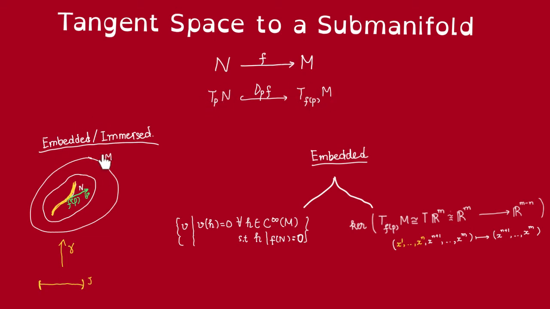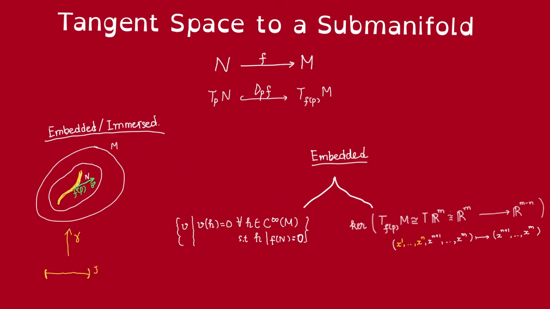The first description is going to work for all cases, embedded and immersed submanifolds, but the second and third descriptions are only for embedded submanifolds. These three descriptions correspond to the three different ways we can view tangent vectors. Remember, we can view tangent vectors as equivalence classes of curves, when we think of them as velocity vectors of curves. We can also view them as derivations, or we can think of them in terms of local coordinates.